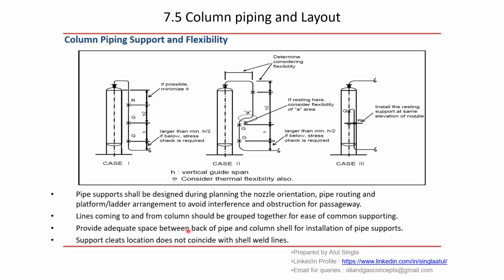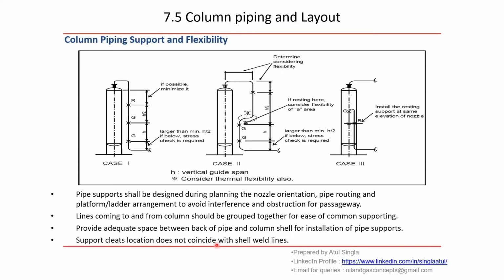Provide adequate space between the back-to-back pipe and the column shell for installation of pipe supports. Now these are not common pipe supports. We need to weld pipe support clips with the vessel. That information will be passed on to the vendor, and the vendor will supply all these things along with the vessel. Then only can we hang our supports on the shell side.